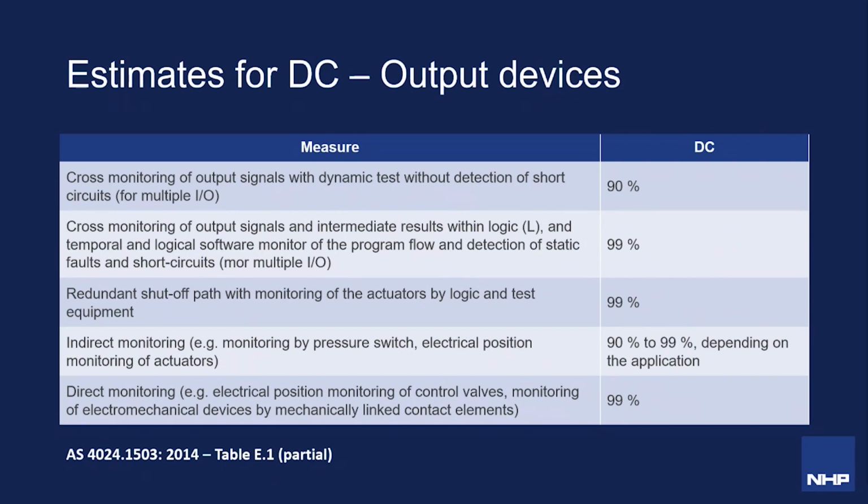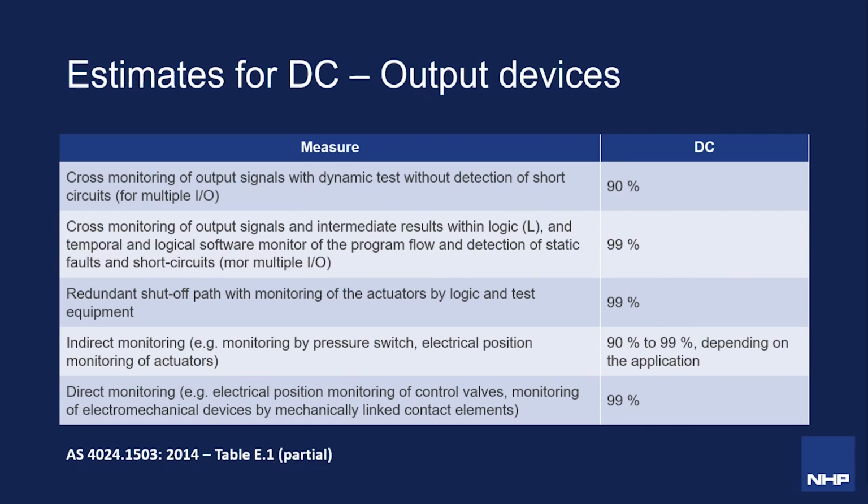And we can also use several measures to detect a fault in the final elements of our safety control system, the output devices. Again, things like cross-monitoring of output signals using software logic to detect shorts, but also indirect and direct monitoring of the output devices themselves. Indirect monitoring could be the monitoring of the consequence of the output device being in one state or another. For example, you could monitor the status of a valve by measuring the pressure or flow rate which the valve is controlling. If the flow rate is more than 0, it can be inferred that the valve is not closed sufficiently and may have failed. This can give us between 90 and 99% DC depending on the application.